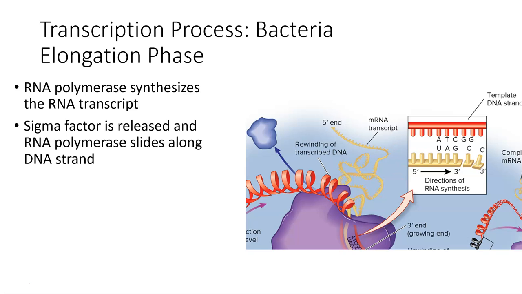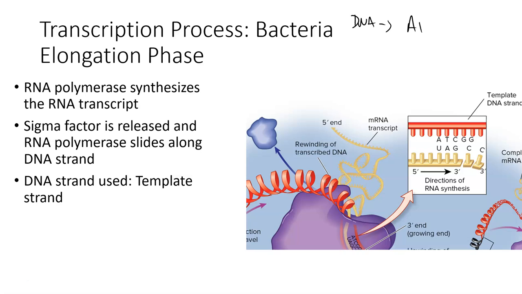As it's sliding along the DNA strand, it's using that DNA strand as a template. So it's going to be the template that it needs to be able to make the RNA. So I'm going to give you an example. Let's say our DNA strand is, let's say, ATTGCC, right? That's the template strand.